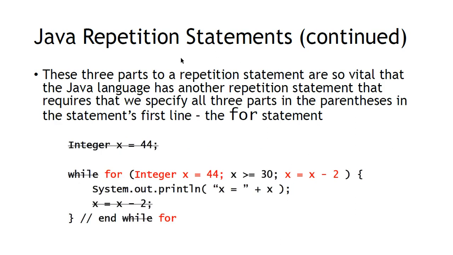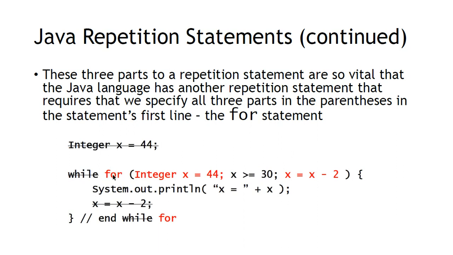Now, it turns out that these three parts to the repetition statement, the initializing, the testing, and the updating of the control variable, are so important that Java provides another statement that forces us to do all that at the same place in the program, inside the parentheses, after the keyword. So another kind of repetition statement, and the one that we are going to be using most often in CSC 120, is the for loop.